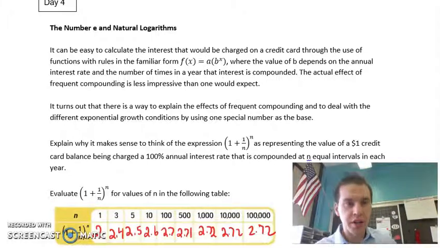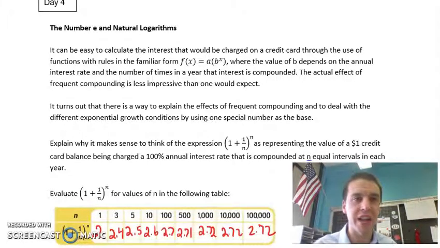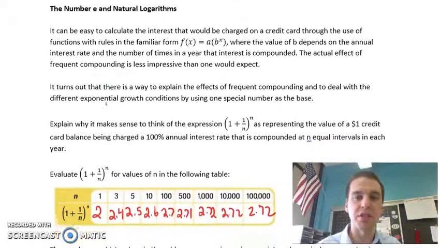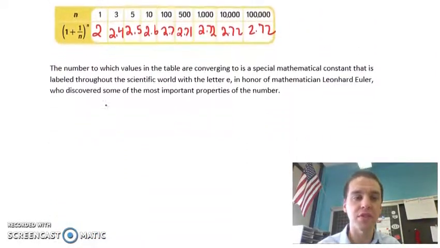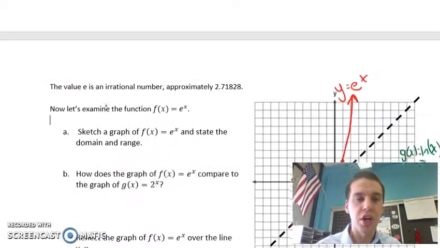Hi everyone, and this is day 4. We're going to be looking at how to solve equations with e and natural logs in it. And so we're going to look a little bit more of what those are. Right now we're not going to look at the front page. We're going to talk about that in class. So let's move right on to this value.